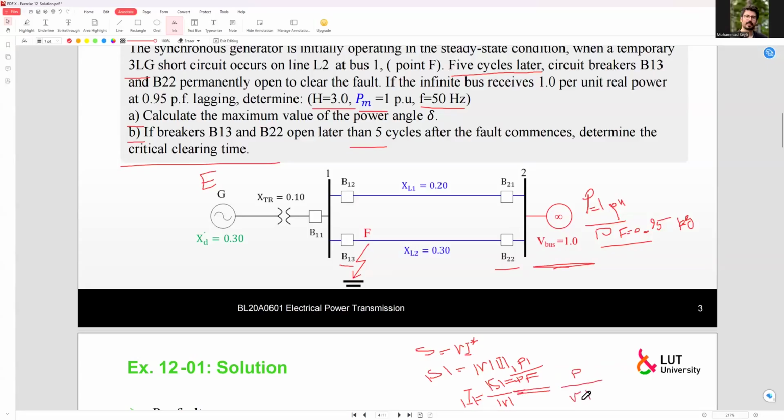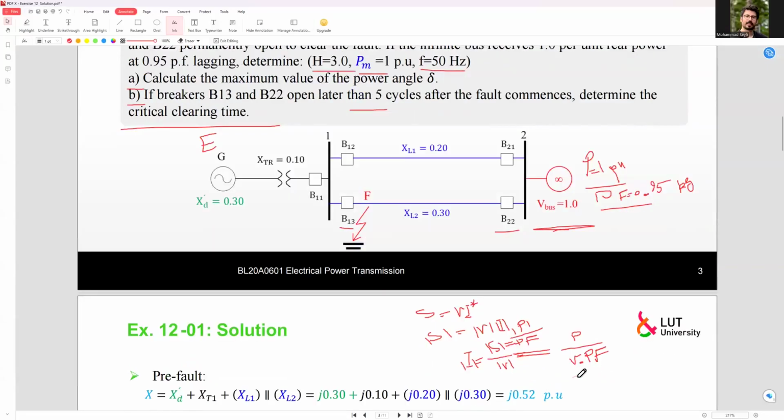P over V times power factor. And also I is equal to the magnitude of I with, because it's lagging, minus cos inverse of the power factor, right? So we have this formula, so we calculate the magnitude of the current here, we then put here, and then we calculate the angle of the current as well using this formula.